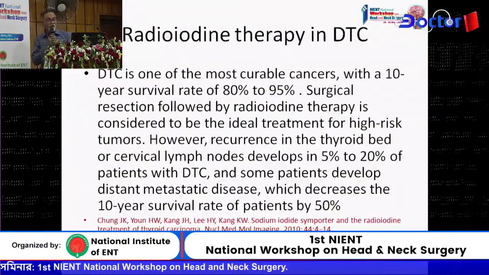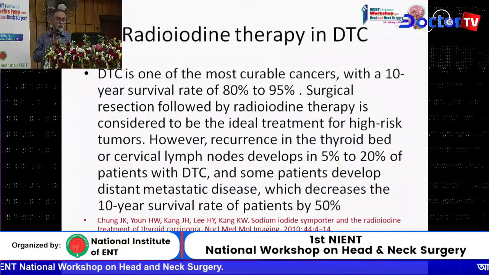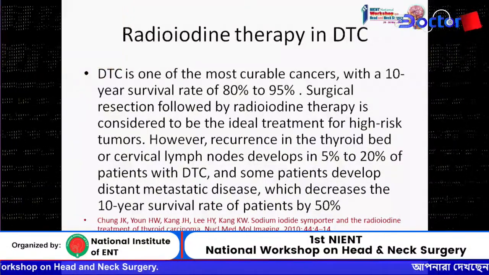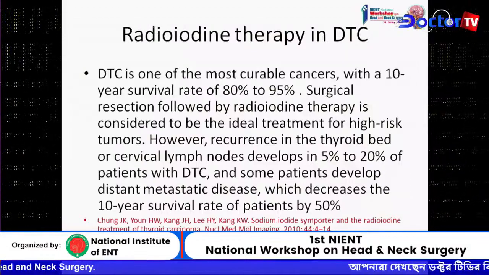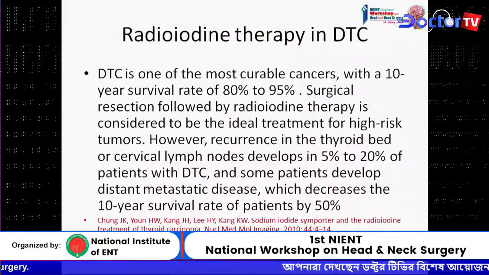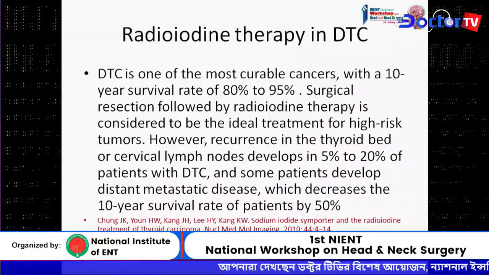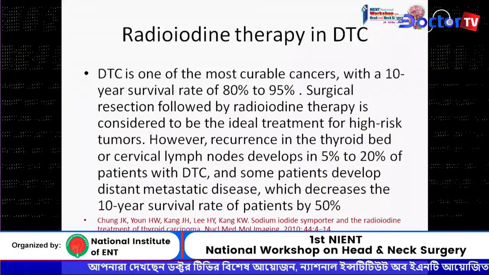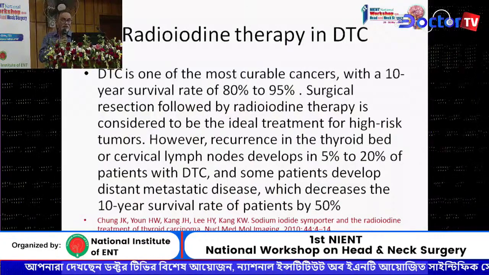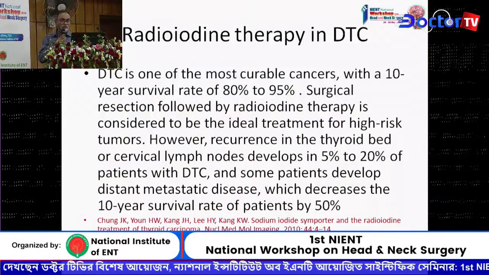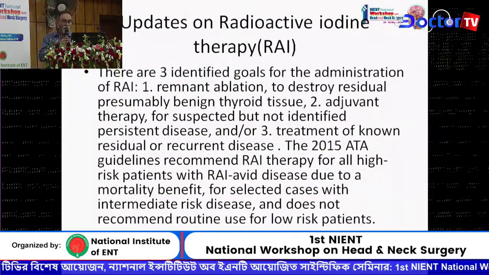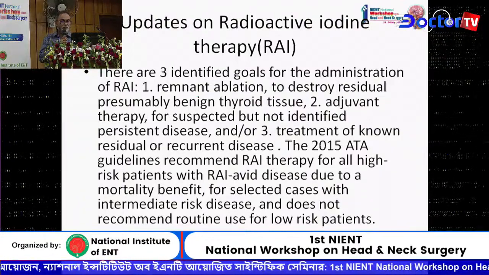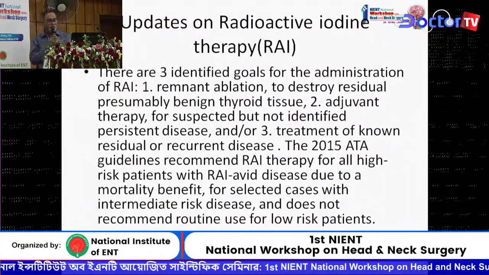So, radioiodine therapy in DTC, as you know, is the classical treatment of high-risk patients. After total thyroidectomy, you go for radioiodine ablation. And even in the high-risk patient, the 10-year survival rate is high. But if the patient has recurrence, or sometimes the radioiodine therapy doesn't work, there is a molecular-level reason why the radioiodine ablation is not working.